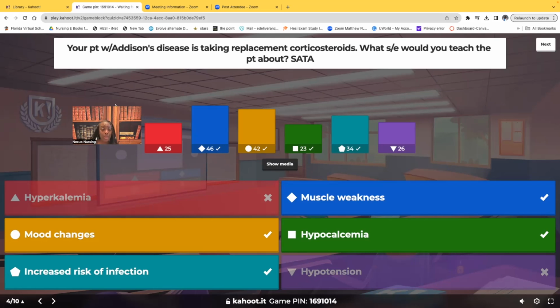Now let's talk about the wrong answer choices. Look at hyperkalemia. I want you to think about it. Guys, you have to think about the pathophysiology. What's happening for it to make sense?